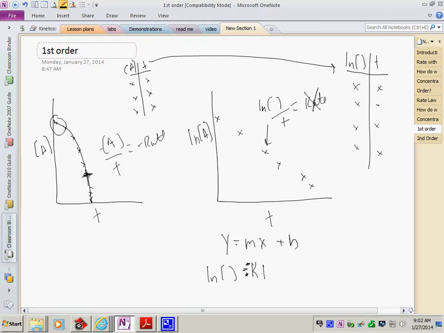X is time, and then plus the y-intercept, which is going to be the natural log of concentration of A at time 0. So they put a 0 to mean that that's where it crosses. Simple as that. This is a pretty standard algebraic situation. Give me 3 of them, I'll find the 4th. Let's flip over to the PowerPoint and see what we do here.